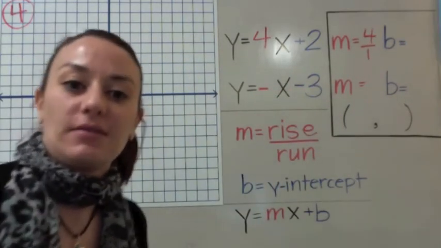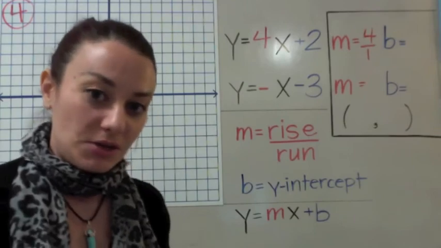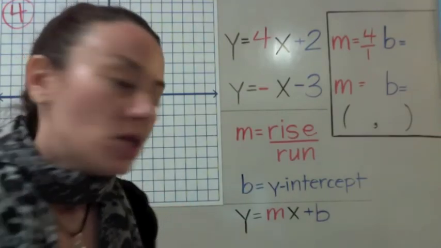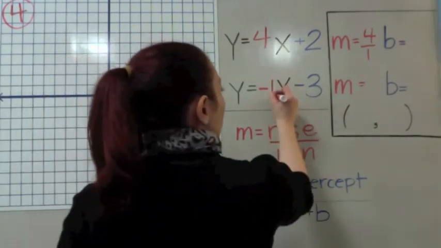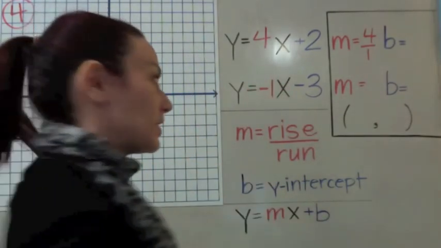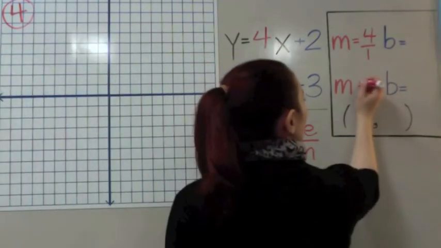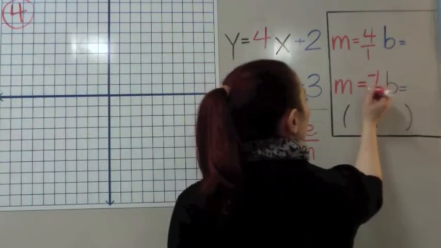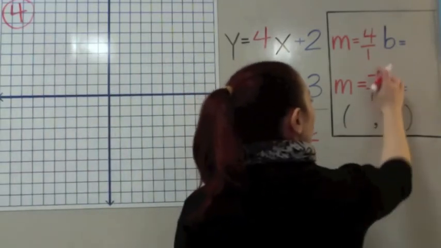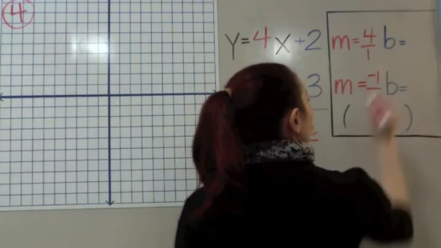Now what about this negative here? What does that mean? There's an invisible number here. Do you see what it might be? It's -1. So this is -1, meaning the slope is going to be negative, the line's going to be decreasing. We would do rise over run as -1 over 1. Very good.